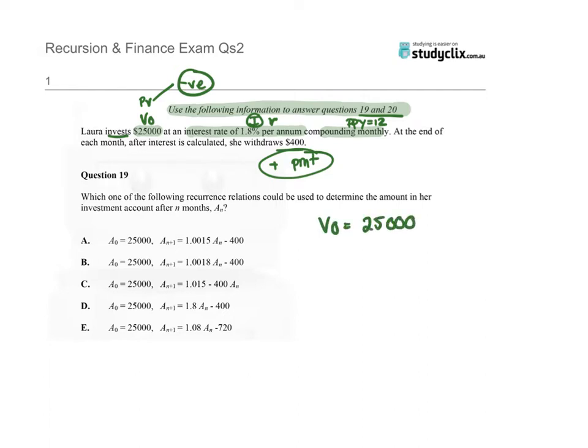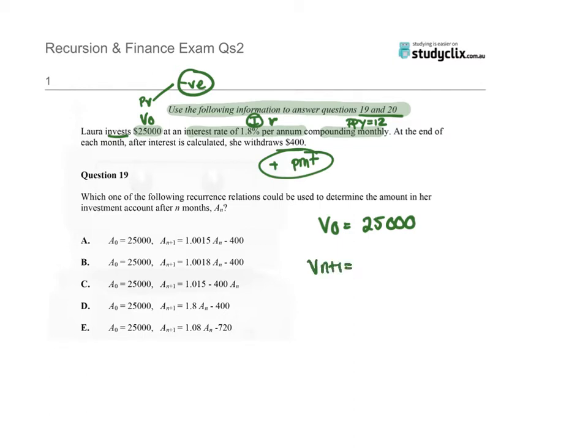So look, you can quickly look down. So I'm looking down, but they all have 25,000. So that doesn't eliminate any questions for me. So next one, now we need to work out the rule. So the Vn plus 1 rule.